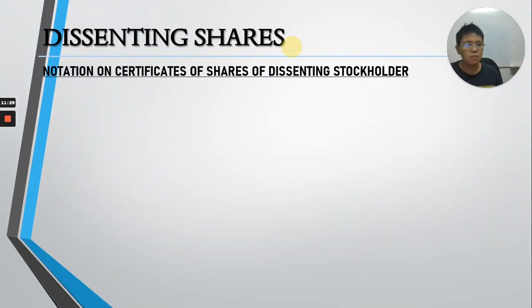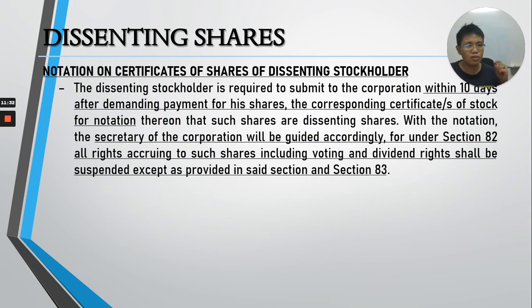So, dissenting shares, remember, 10 days from the date of the written demand that you made, you have to surrender your certificates of stock to the corporate secretary. Tapos, the corporate secretary will make annotation doon sa shares, ilalagay lang sa certificates of stock na dissenting shares na ito. Kung paanong paraan nila gagawin yan, bahala na sila. Iba-ibang diskarte yan. So anyway, the secretary of the corporation will be guided accordingly under Section 82 dahil mawawala ang voting and dividend rights niyan. Suspended lang naman. Hindi naman talagang nawala.